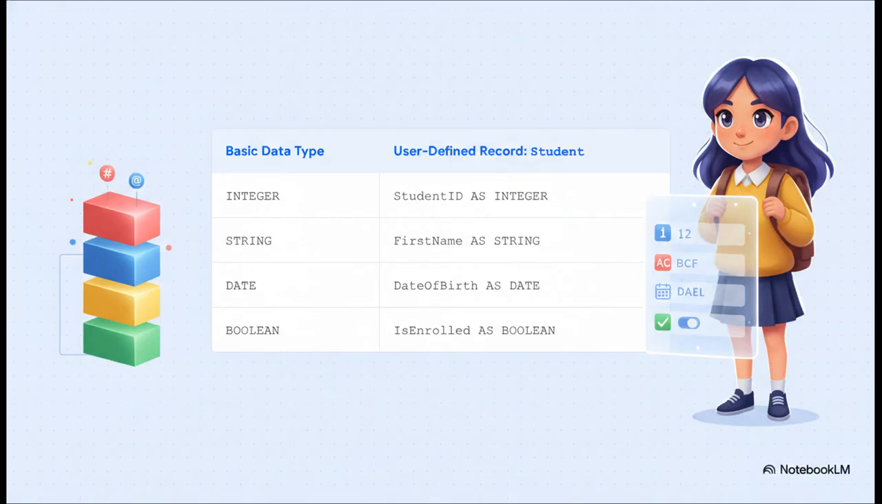This table here shows a really great side-by-side comparison. On the left, you've got the individual Lego bricks we were talking about: an integer, a string, a date. But on the right, you can see the finished model, the student record. It pulls together all those basic types into a single logical structure. It's a lot like filling out a form where each box, name, date of birth, all belongs to one person.